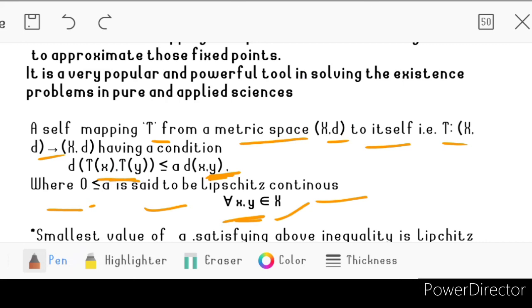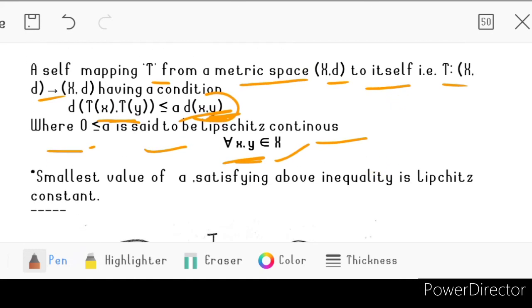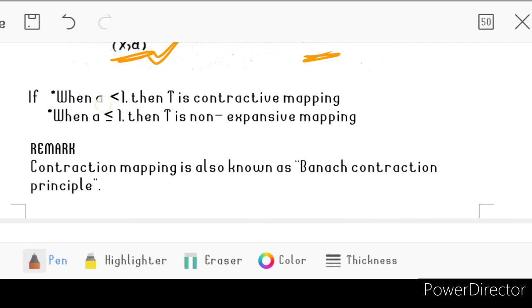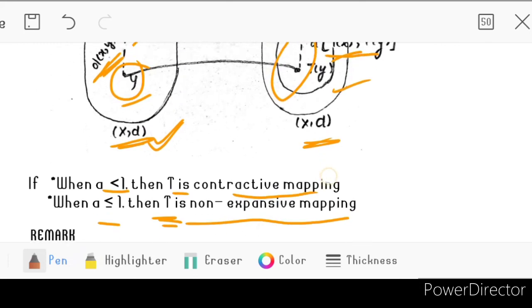So if the mapping holds this condition, that the distance between images is less than or equal to alpha times d(x, y), then depending on the values of alpha we have several terms. If alpha is greater than or equal to 0, we call it Lipschitz continuous, and if alpha is less than 1, then T will be a contractive mapping. And if alpha is less than or equal to 1, then T, the self-mapping we took, will be a non-expansive mapping.